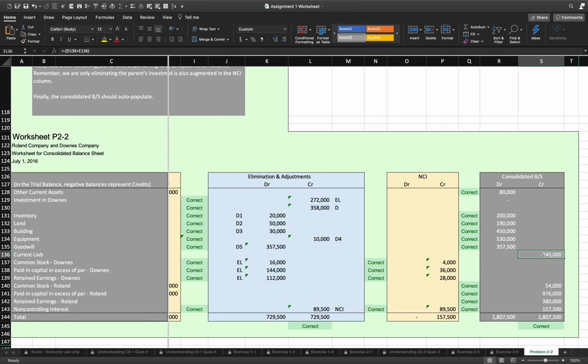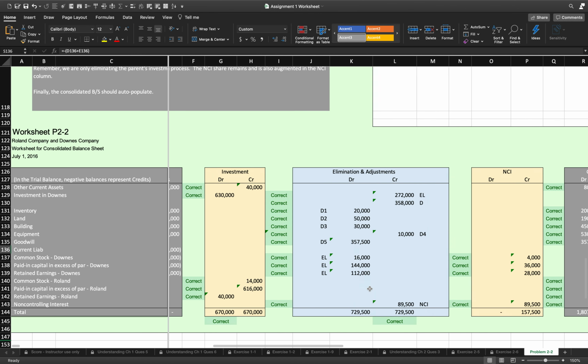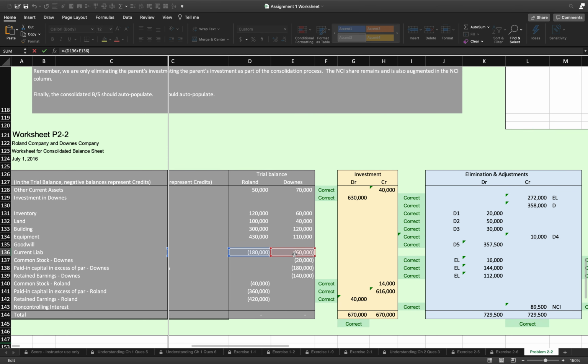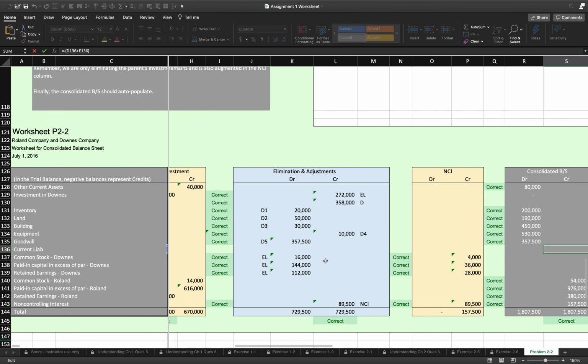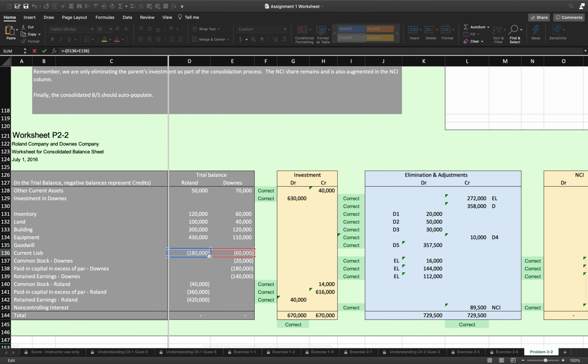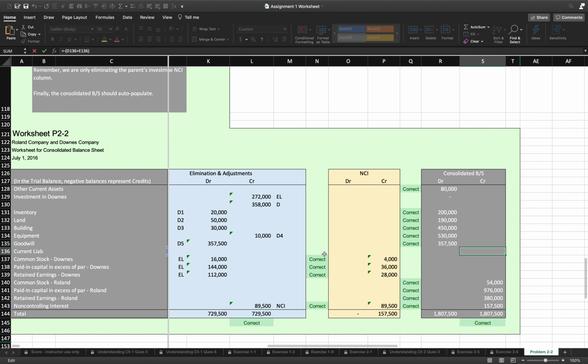We have current liabilities, which I think was pretty straightforward. Again, those are the two amounts. I put in an extra minus just so I would not have double negatives here. So it's really 240,000 because we're just putting them together.